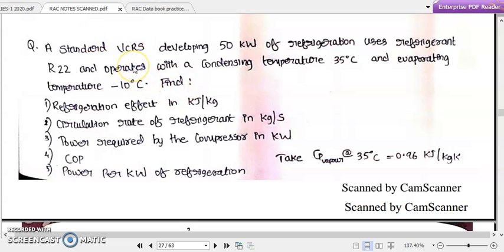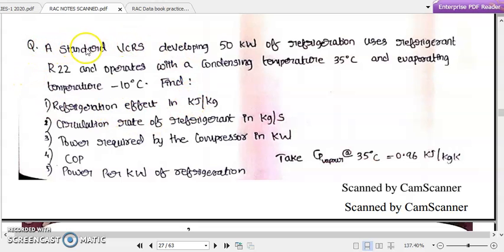So, in the last session, we studied how to represent our vapor compression refrigeration system on a TS diagram and PV/pH diagram. Then we studied how to find out the various performance factors involved in the standard vapor compression refrigeration system. In this session, let us move on to a small problem on our vapor compression refrigeration system. So let us read the question.